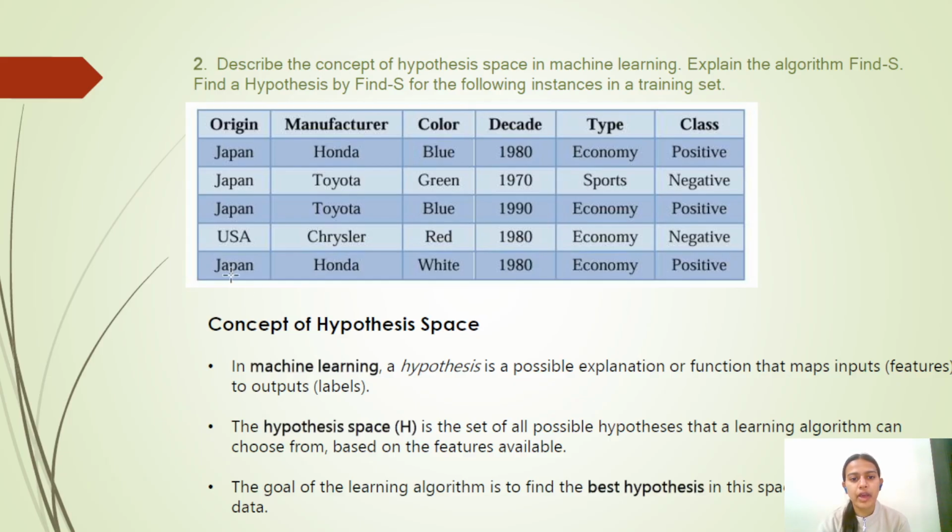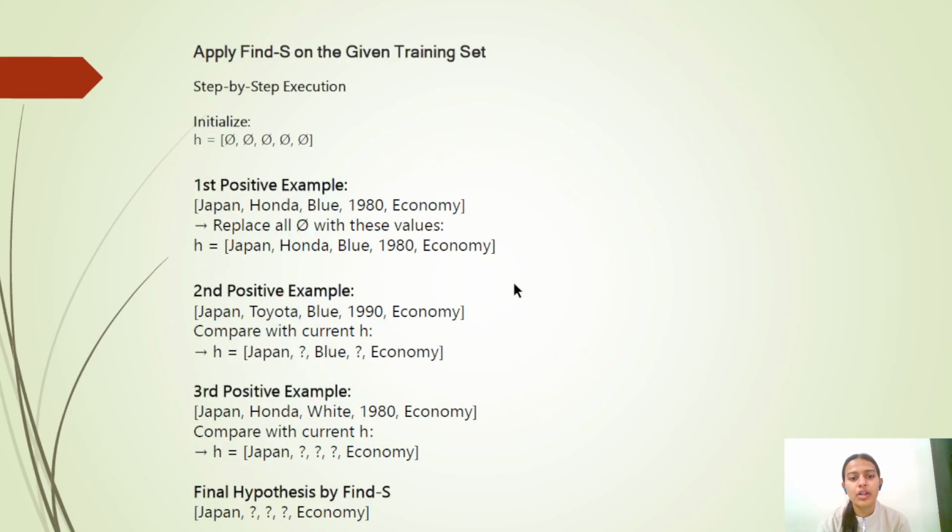And now we have the fifth example, and it is positive. So we get a third positive example. Our third positive example is this. Again, we will compare it with our latest H and we will get this. Now, the final hypothesis by Find-S is Japan, then three question marks for the missing values, and then economy.